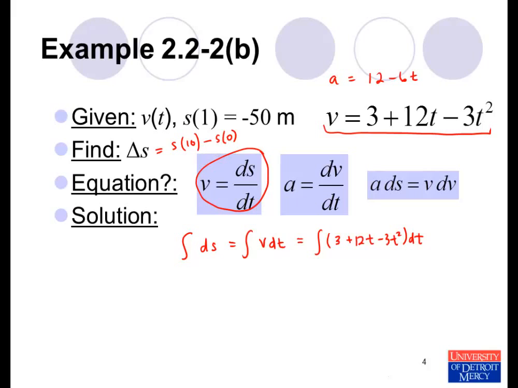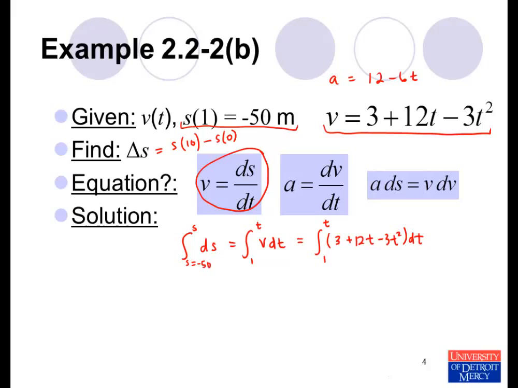So what I'm going to go ahead and do is I'm going to use 1 second as one of my limits because we do have the value of the position at 1 second. So I'm going to integrate from time equals 1 second, where s is equal to minus 50. And then I'm going to go ahead and leave the upper limit as a variable. So it's just some variable s, some variable t.